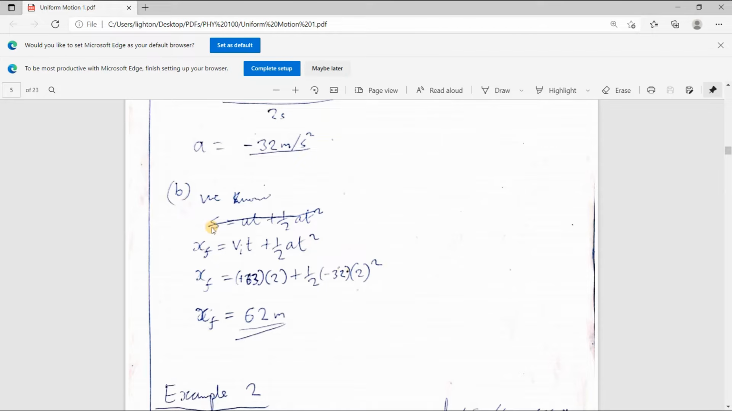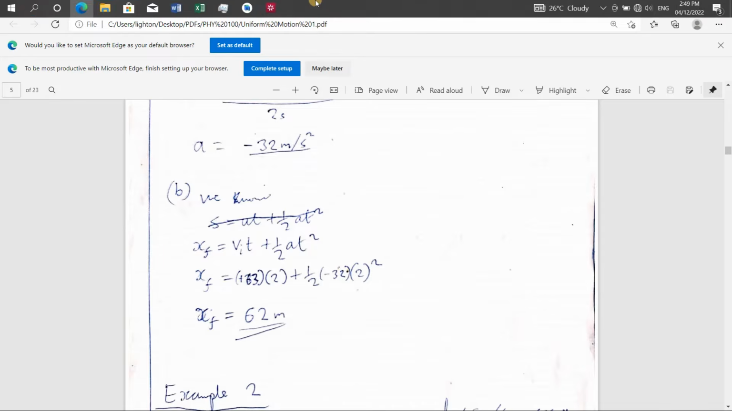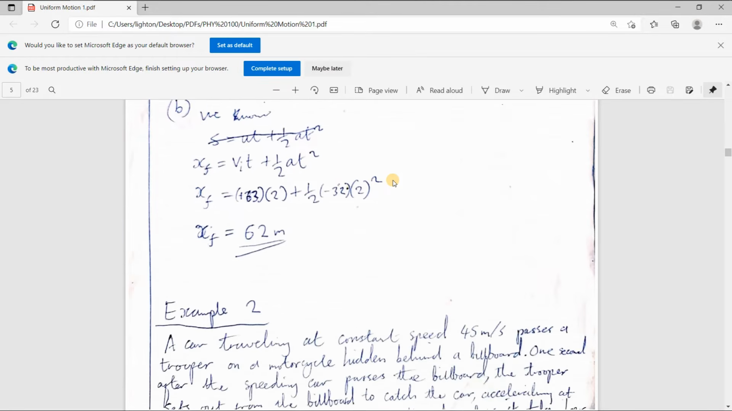So we have x final is equal to v_i t plus half a t squared. We say x final is equal to v_i, the initial velocity, which is 63 according to the question, times t, which is 2, plus half a, which is minus 32, times t squared. T is just 2 seconds, and x final is equal to 62 meters. Alright, so it's traveled a distance of 62 meters before coming to a stop. This jet traveled 62 meters before actually coming to a stop.